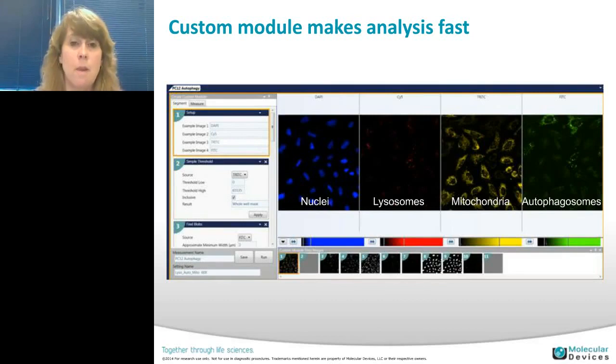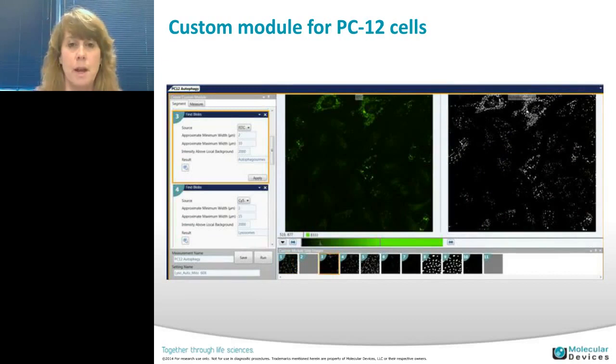The custom module that is available in MetaXpress can make your analysis very fast because you're able to analyze all of these different vesicles or punctate objects at one time. And this is a picture showing the nuclei, the lysosomes, mitochondria, and autophagosomes. And then you build a module and one by one identify each of those structures you're interested in. In this case, I'm showing that I found the autophagosomes. On the left-hand side is the image of the autophagosomes, and on the right-hand side is the mask of what was found.